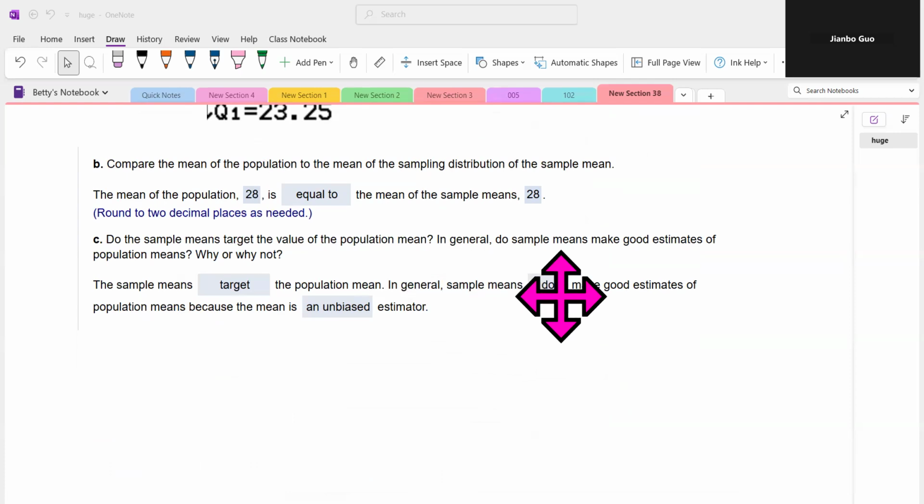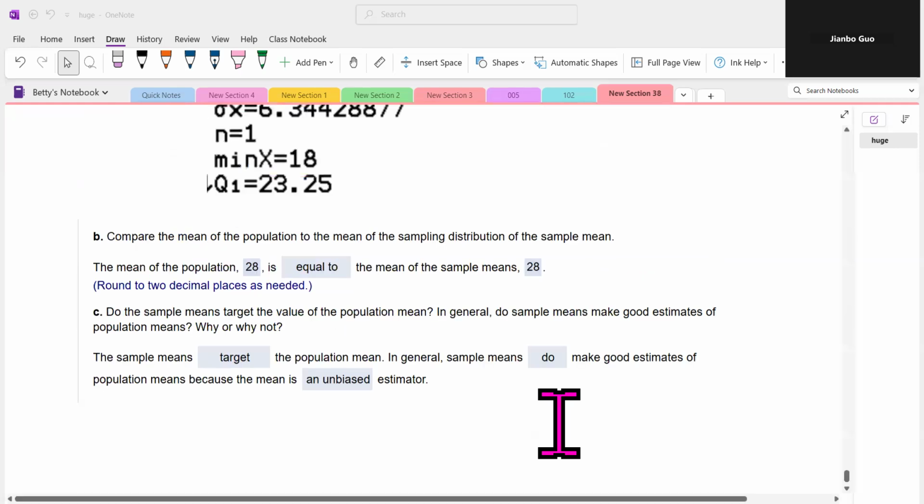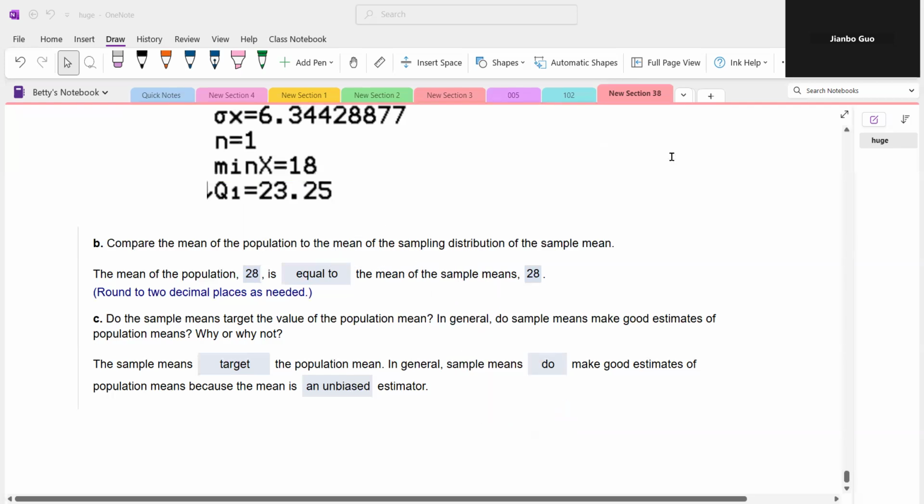In general, do sample means make good estimates of population means? Why or why not? The sample means do target the population mean. In general, sample means do make good estimates of population means because the mean is an unbiased estimator. In a previous problem, we looked at the sampling distribution of standard deviation. We found out the standard deviation of the samples is not a good estimator. But this one, yes. I hope the explanation is clear and helpful.